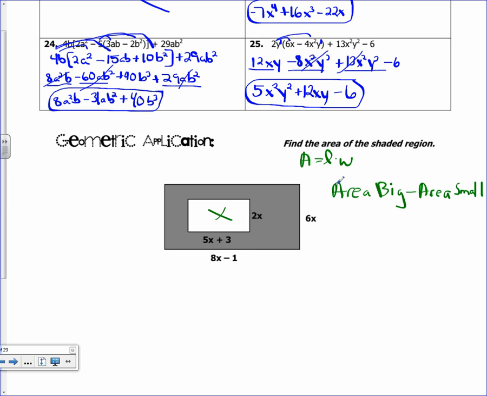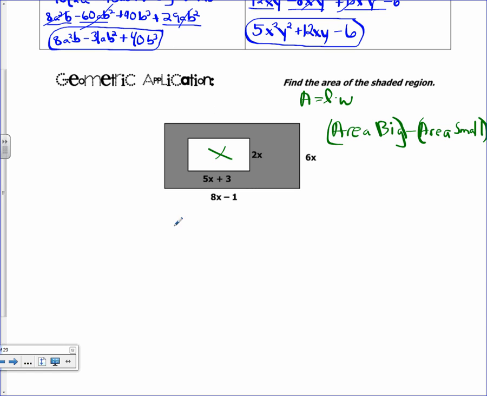So the area of the big minus the area of the small. All right, so area big is length times width. So we can do 6x times 8x minus 1. We're going to need to use parentheses. 6x times, with parentheses, 8x minus 1. Okay, distribute that 6x to both of these. That's going to make 48x squared minus 6x. So there's our big area.